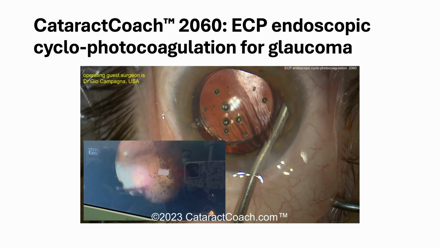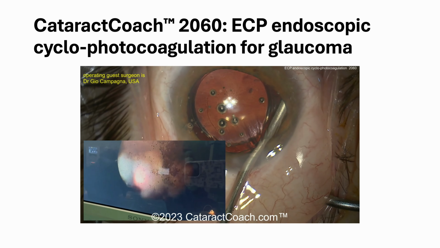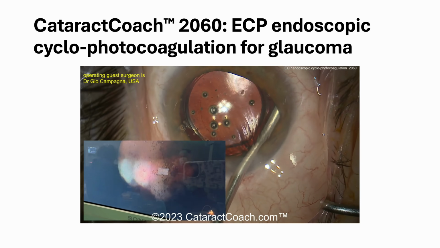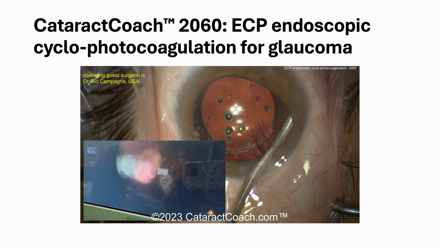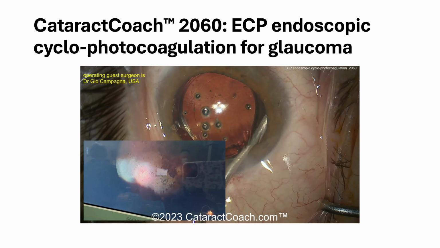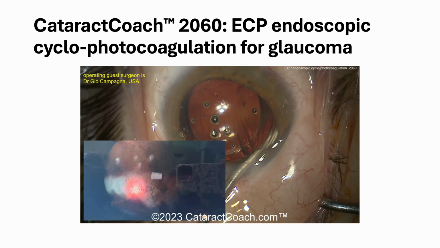Now, when you deliver the laser energy, you're delivering it so that you cause this whitening here of the ciliary processes. And you want to go around as much as you can. From the main phaco incision, you could probably hit 270 degrees or so.